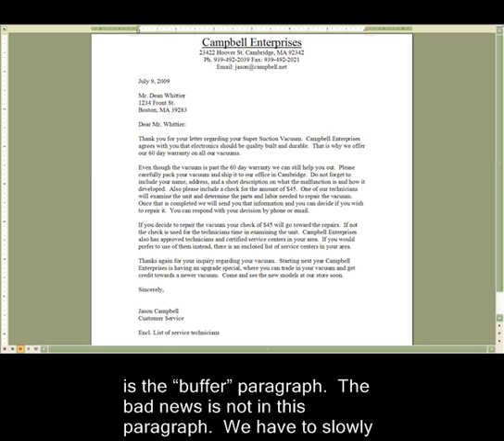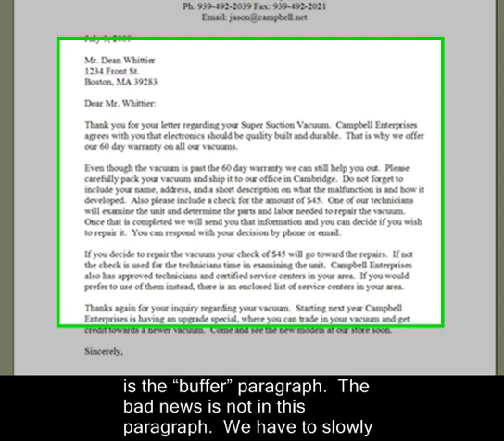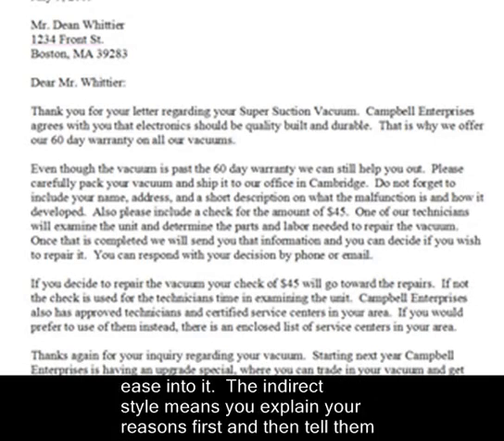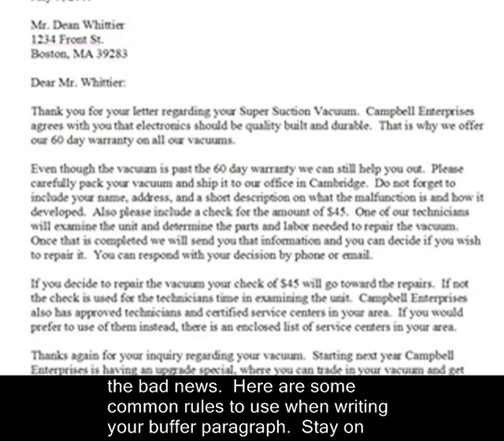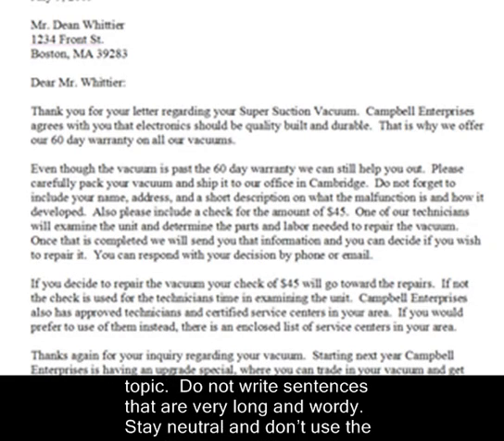Alright, so the first paragraph is the buffer paragraph. The bad news is not in this paragraph. We have to slowly ease into it. The indirect style means you explain your reasons first and then tell them the bad news. Here are some common rules to use when writing your buffer paragraph.